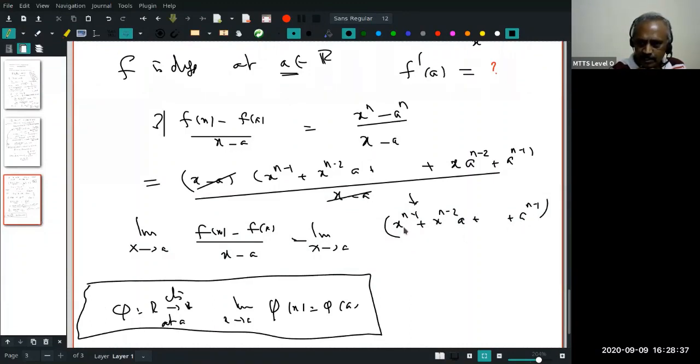Therefore, what will this be? X power n minus 1 as x goes to a will be a to the power n minus 1. This will be a to the power n minus 2 into a, therefore a to the power n minus 1. This is also a to the power n minus 1. Therefore, this is n into a to the power n minus 1. Do all of you understand this?